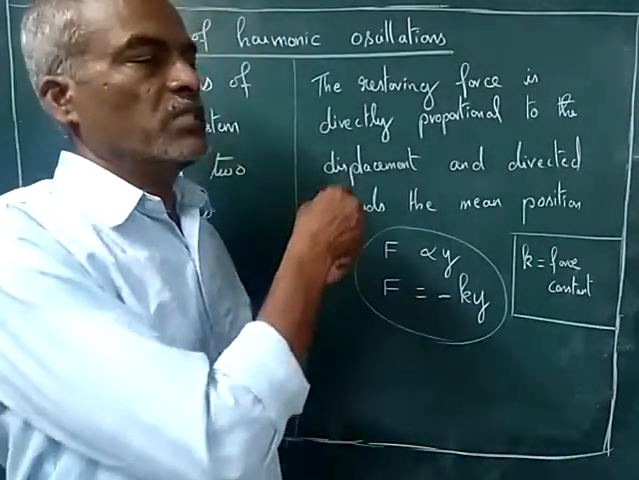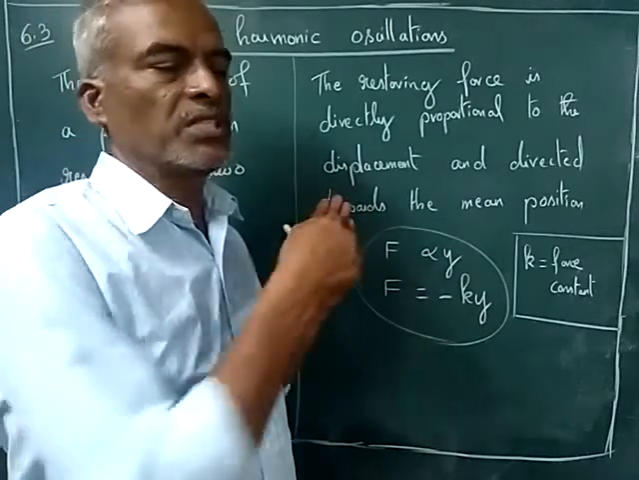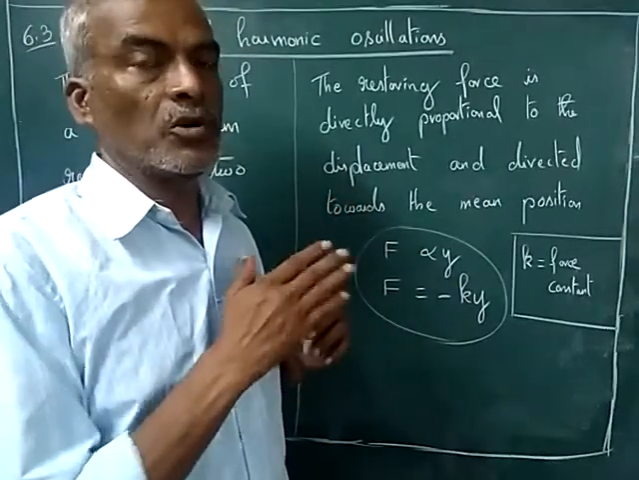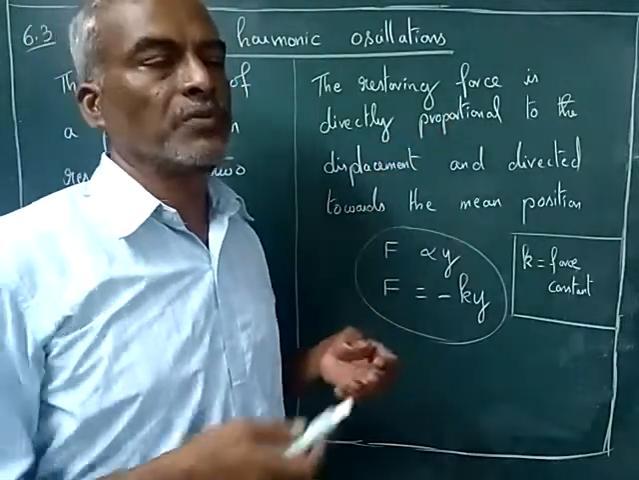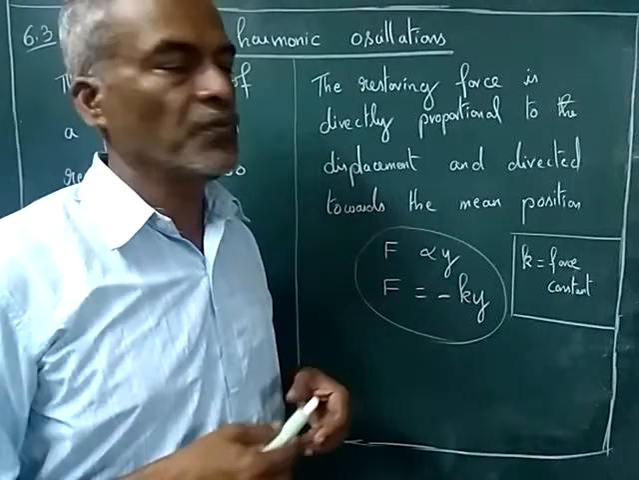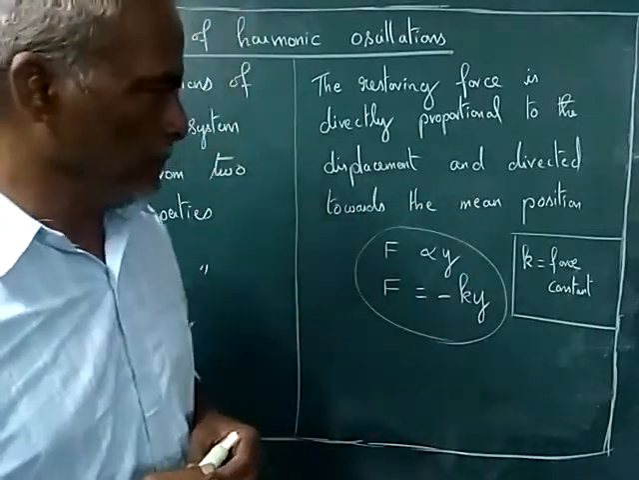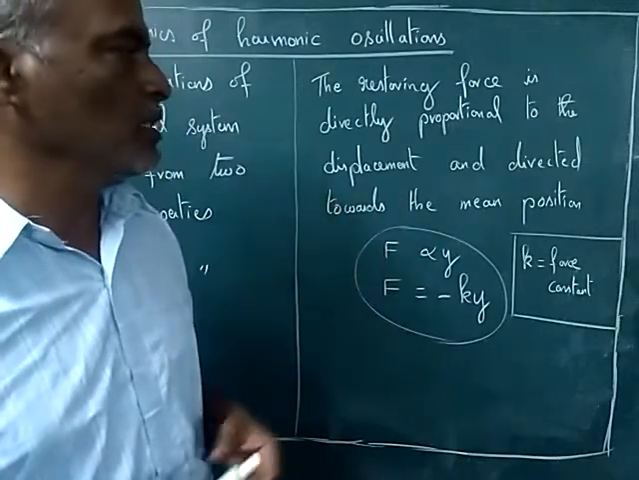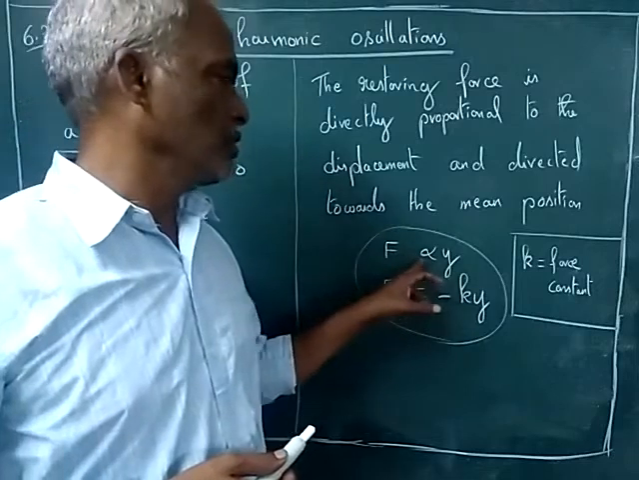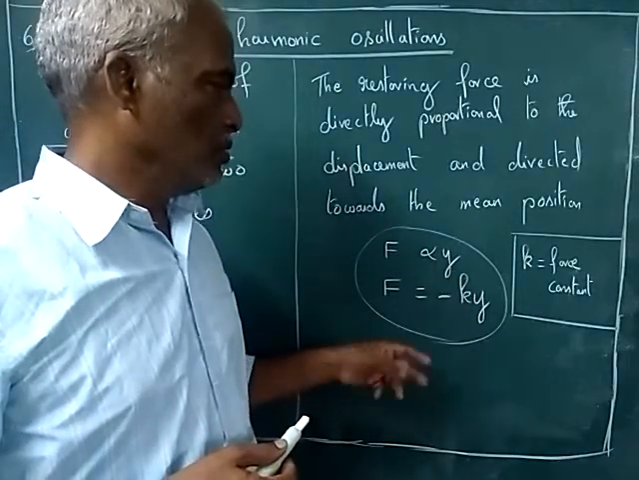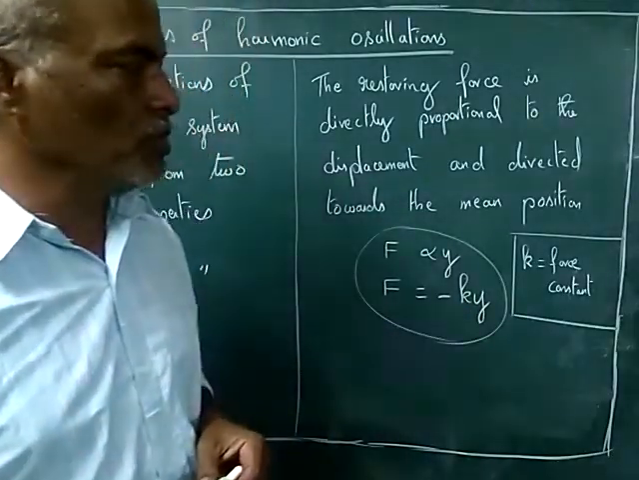So a spring that has been attached firmly to a solid base, when it is stretched, tries to oscillate about its mean position. We apply one force and there will be a restoring force. It is directly proportional to the displacement, and it is always directed towards the mean position. The constant of proportionality is k, which is called the force constant.